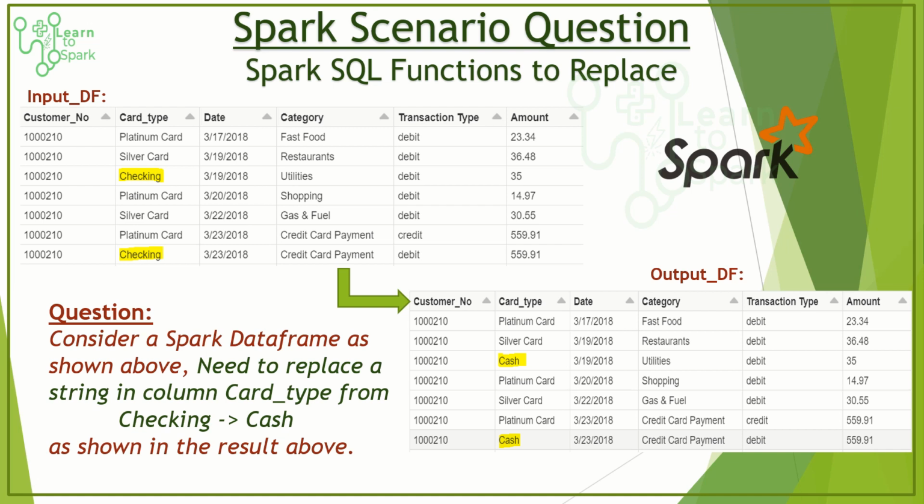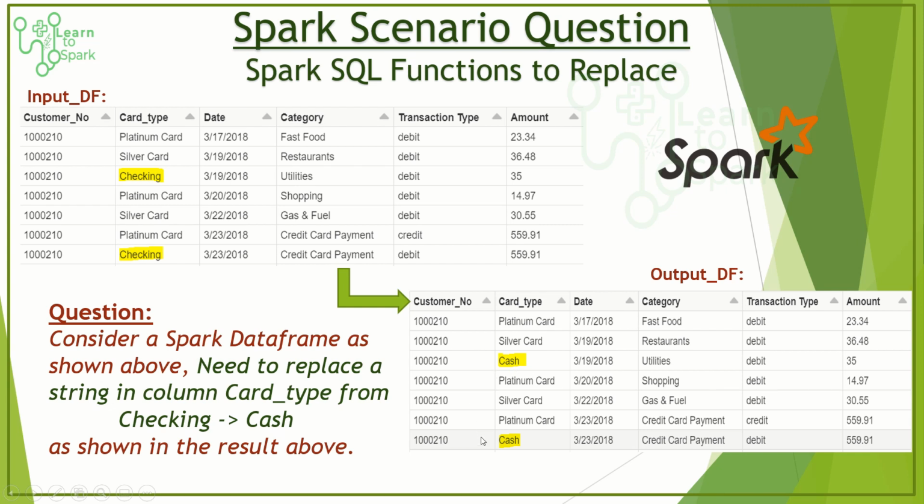In this session, we will see a scenario based question on Spark. And the question here is, we have a data frame in which we have a column called card type and we have some values called checking. And in our output data frame, we need to replace that checking keyword with the cache. So that is what our requirement is.